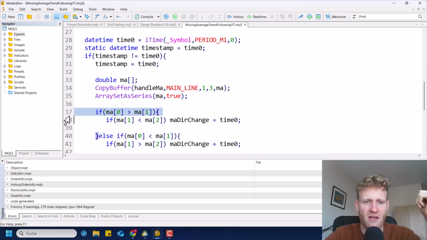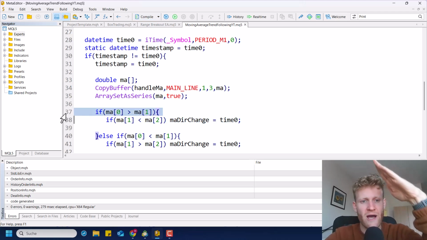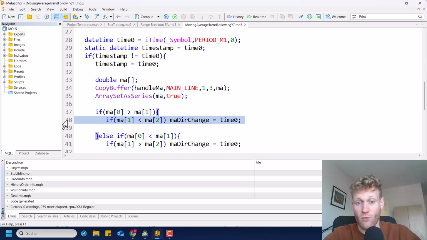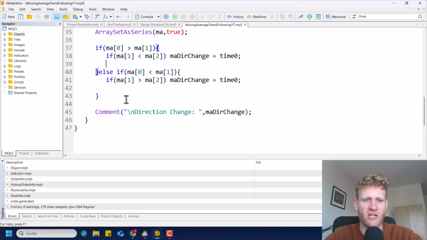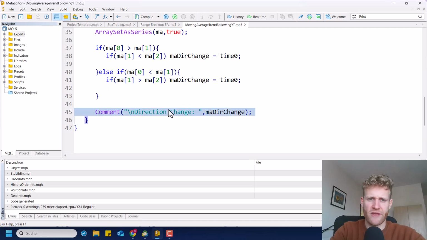And then we just check if the trend is currently going up. And here we also check if there was a recent moving average direction change. And here is pretty much the opposite for down trends. And then we just print the latest direction change in the chart.